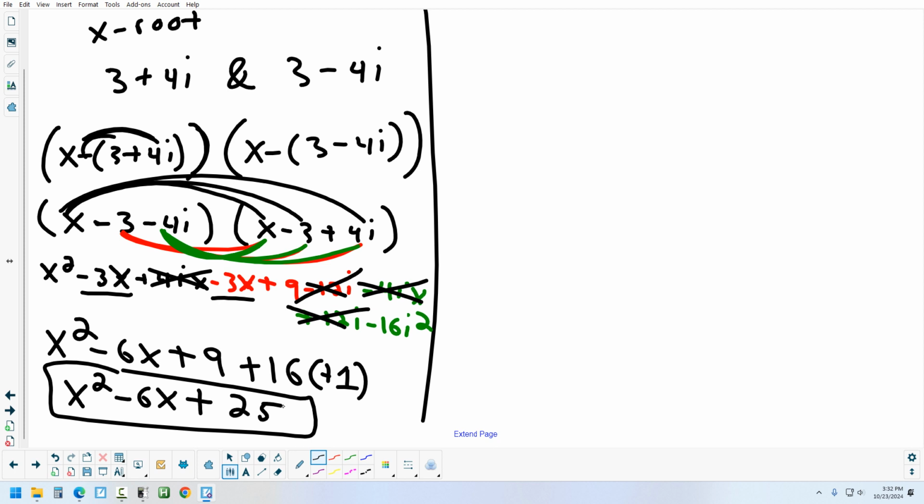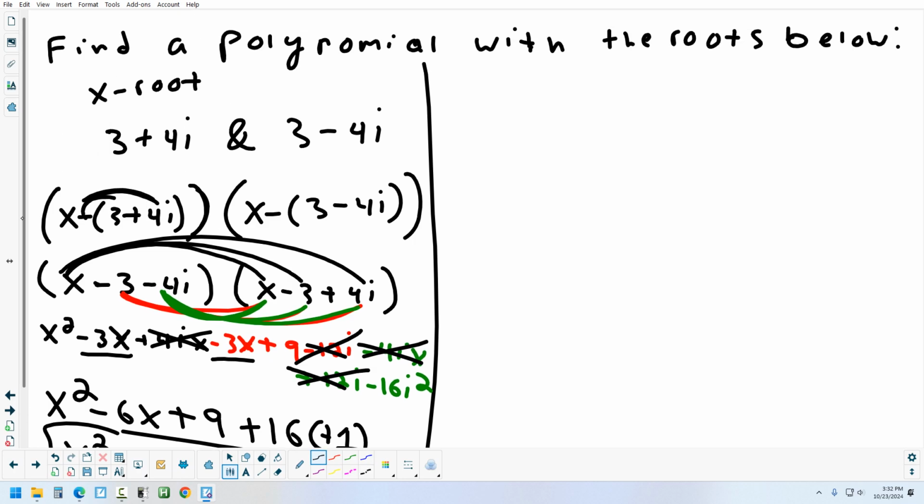That would be a polynomial that if you use the quadratic formula to solve it, you would get 3 plus 4i and 3 minus 4i as the answers. Alright, so we'll circle back. Now, let's do it with reals, and that way we can also then verify that one of the numbers is a root, which would be the last topic.